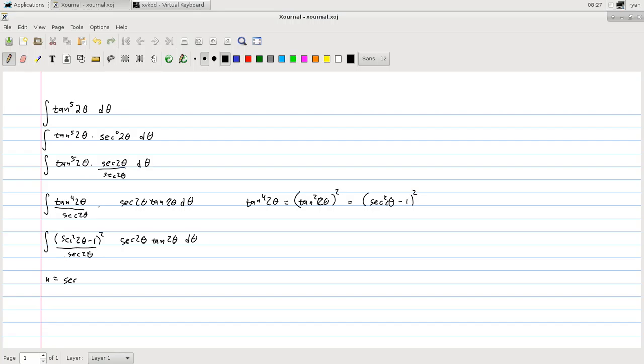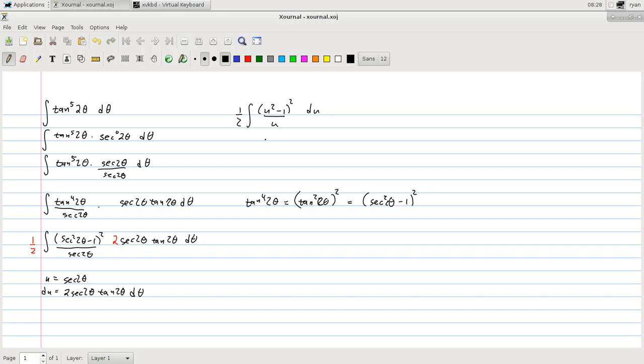U equals secant 2 theta. We take the derivative to get du, so du is 2 secant 2 theta tangent 2 theta d theta. And that's almost what we saved. We're just missing the factor of 2. So we multiply by 2 and then divide the integral by 2. We can now rewrite this as 1/2 the integral of (u squared minus 1) squared over u du.